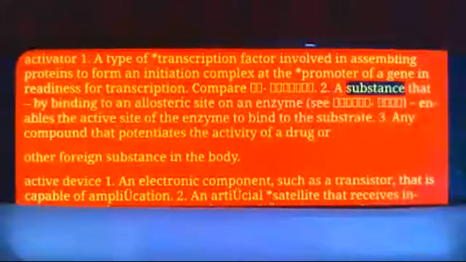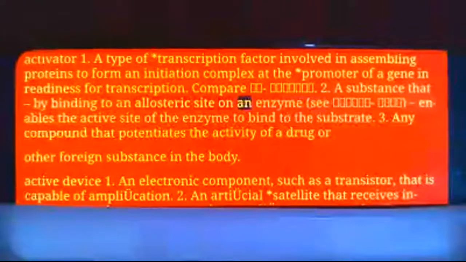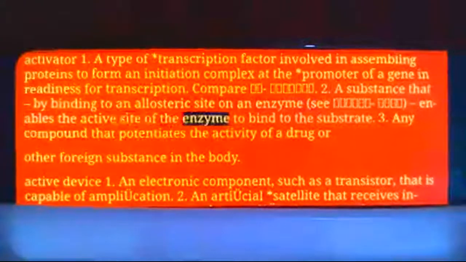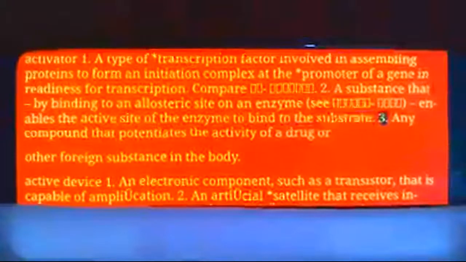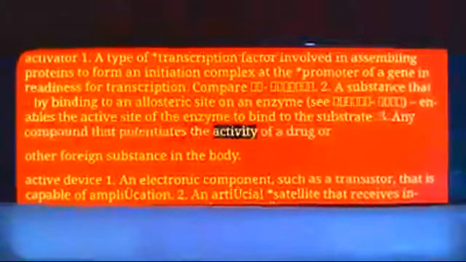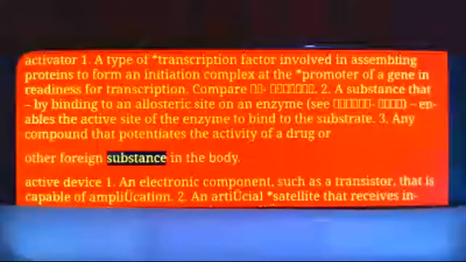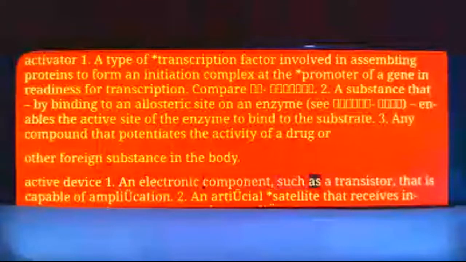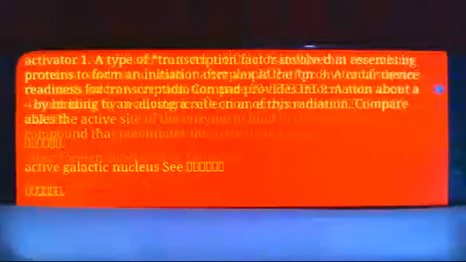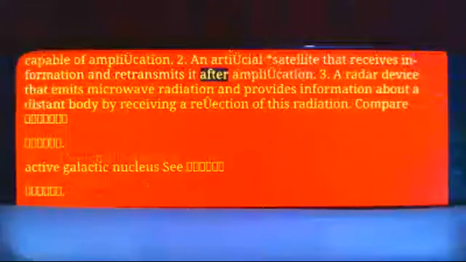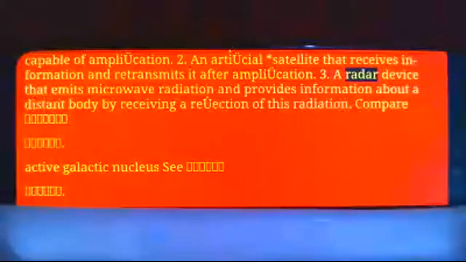Compare repressor. 2. A substance that, by binding to an allosteric site on an enzyme, enables the active site of the enzyme to bind to the substrate. 3. Any compound that potentiates the activity of a drug or other foreign substance in the body. Active device: 1. An electronic component such as a transistor that is capable of amplification. 2. An artificial satellite that receives information and retransmits it after amplification. 3. A radar device that emits microwave radiation and provides information about a distant body by receiving a reflection of this radiation.